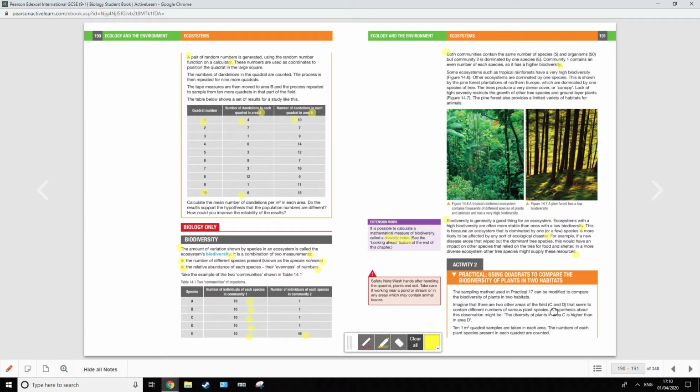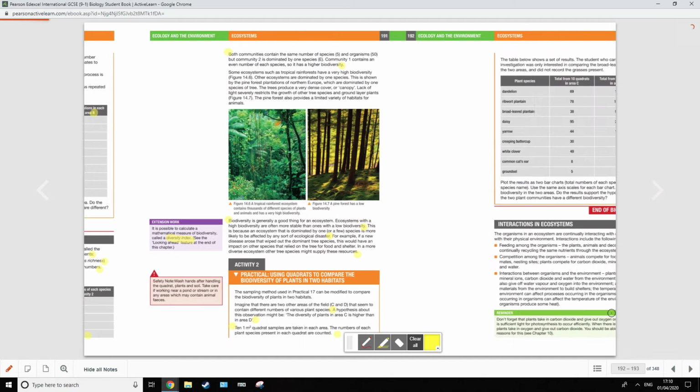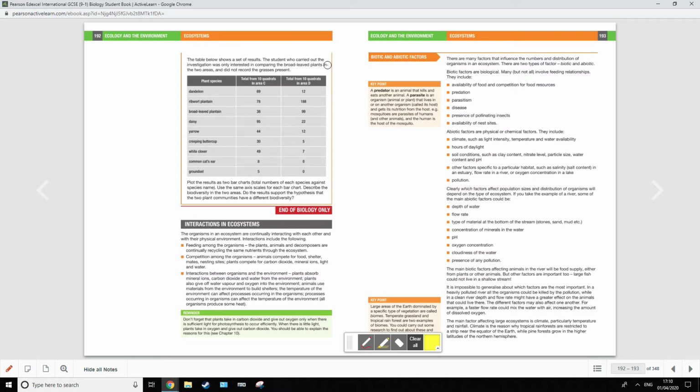Okay, I forgot to mention you. So this is your hypothesis, and again, the same study is used. The table below shows a set of results. So, your plant species: dandelion, ribwort plantain, broadleaf plantain, daisy, and yarrow, creeping buttercup, white clover, common cat's ear, groundsel, etc. Then you have your number of individuals. So actually they did not create the data by quadrants. This is actually the total number of dandelions in all 10 quadrants.